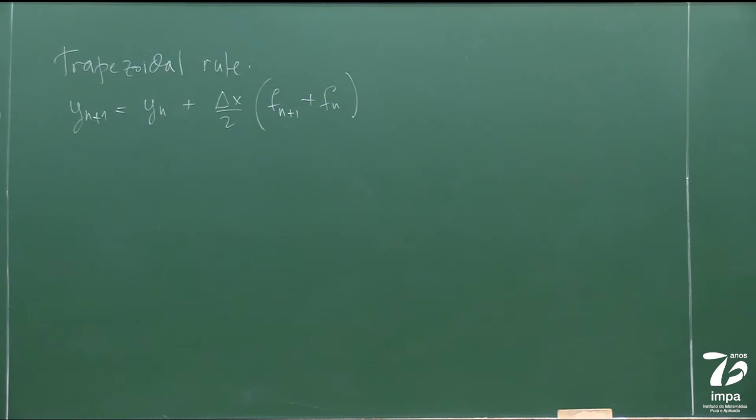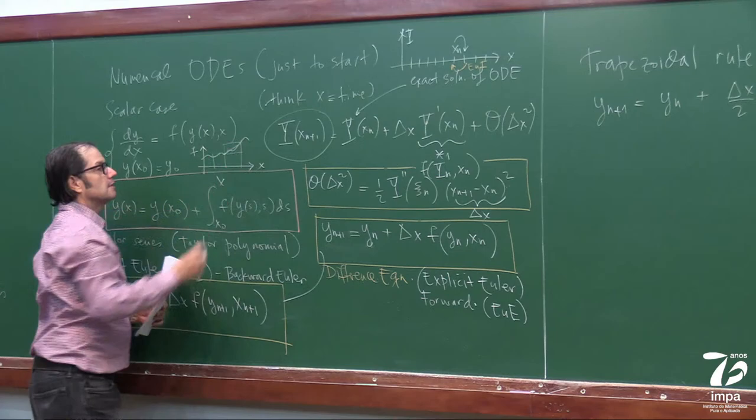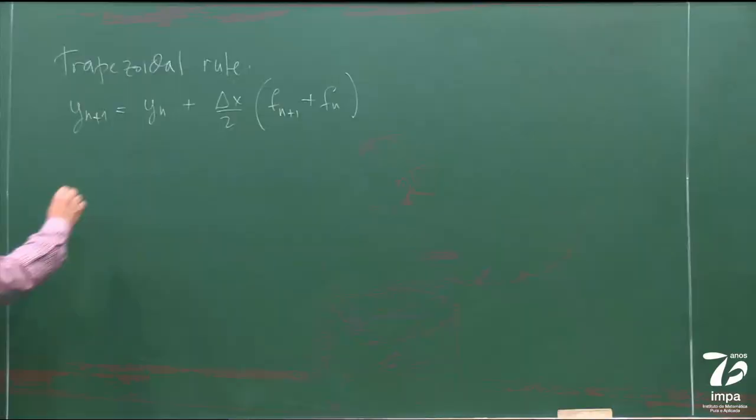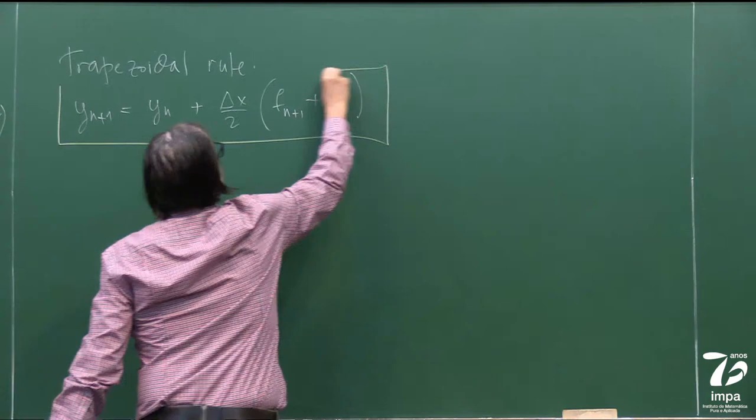What's the easiest method to deduce it? You can do it with this guy too, combining these two, but easier is to just use the trapezoid rule, which is like this. To integrate this guy, you get that guy. Okay. So here we have three methods, which I want to discuss a little bit further with you, because it's all very simple.